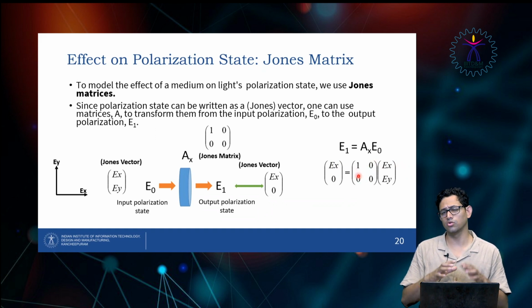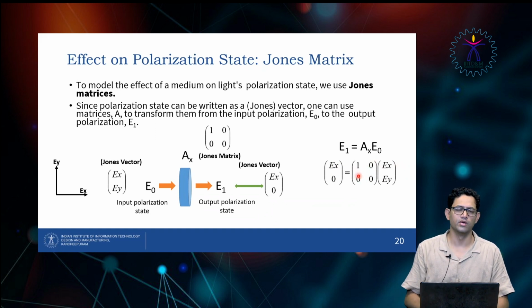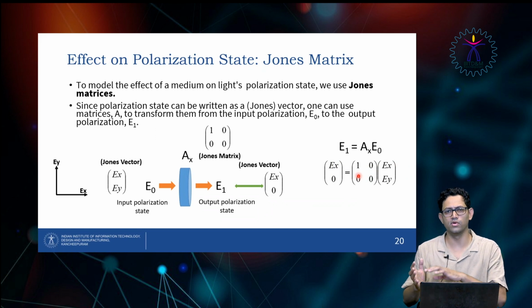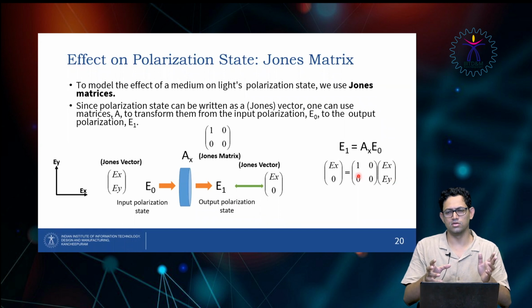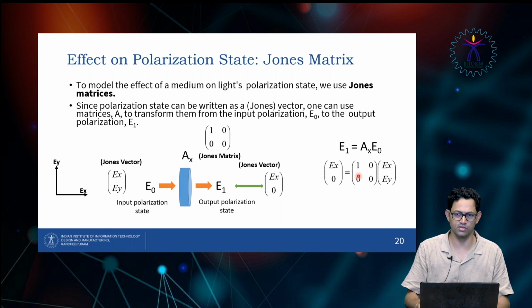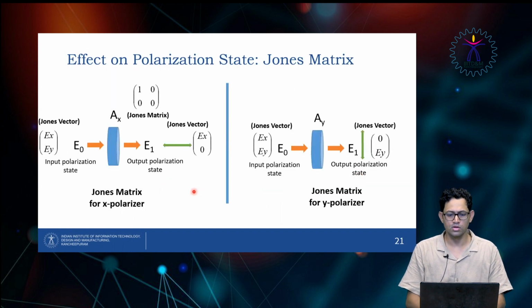Similar to this, we are also going to work with the Stokes vector. We're going to see that one Stokes vector is converted into another Stokes vector, and the matrix is not known as a Stokes matrix, but it's known as the Mueller matrix. You will see that after some time. Now I'm converting an initial polarization state of Ex, Ey to Ex and 0, and I get a Jones matrix of 1 0 0 0.